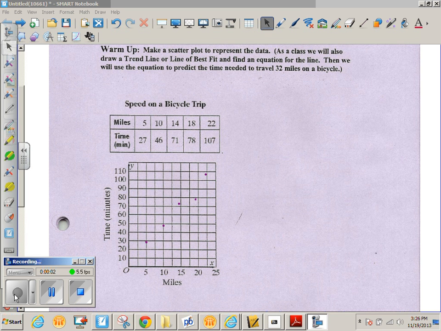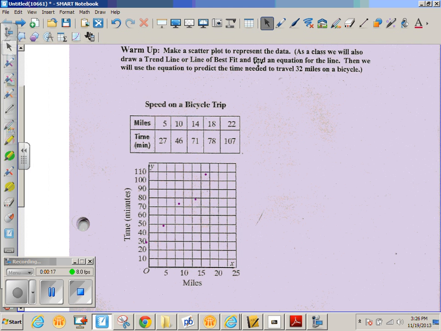Good afternoon, Tigers. So today we're going to be working with scatter plots and drawing a line of best fit and writing an equation to use the equation for prediction. That's really important. What I just said is that we're going to be using the equation.